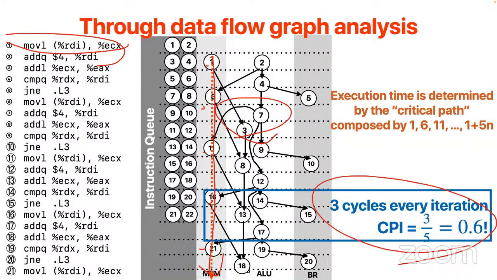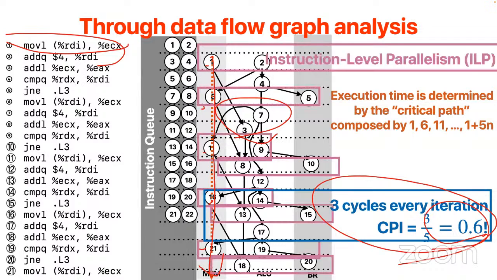Another thing that is interesting: the reason why we can get 0.6 CPI, which is lower than 1, is because we have the instruction level parallelism that has been exploited through superscalar out-of-order scheduling. So instruction level parallelism means the parallel execution among instructions from the same program. And as you can see, these instructions are all from the same running program instance, which in your operating system class is called a process, right? So within the same process, I found instructions that can be executed in parallel. That's called instruction level parallelism.